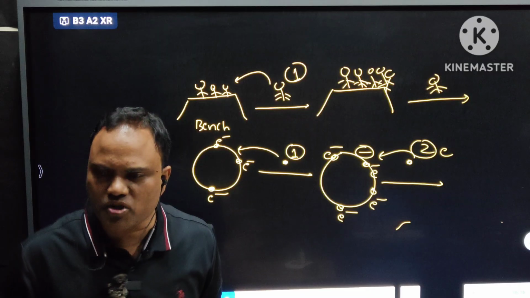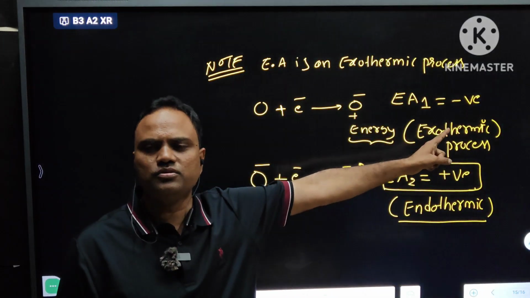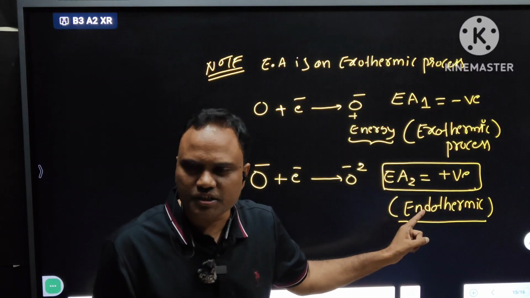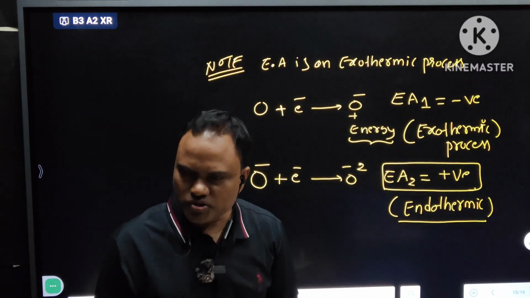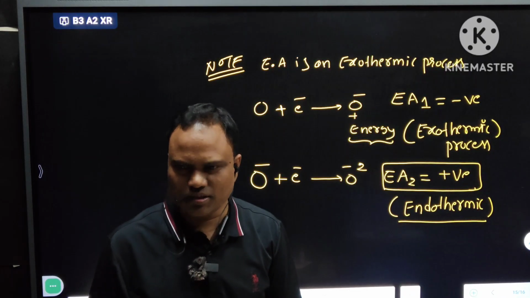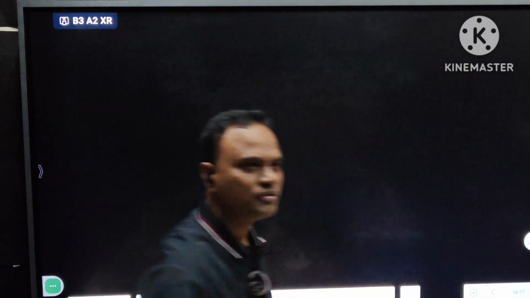First electron affinity is positive or negative? Negative. Exothermic or endothermic? Exothermic. Second electron affinity is positive and endothermic. No doubt, right? Clear? 100%. Online students, did you get this? All of you? Any doubt in this?